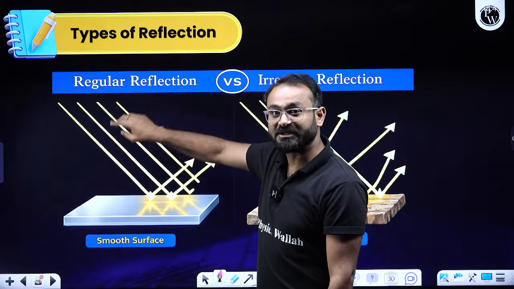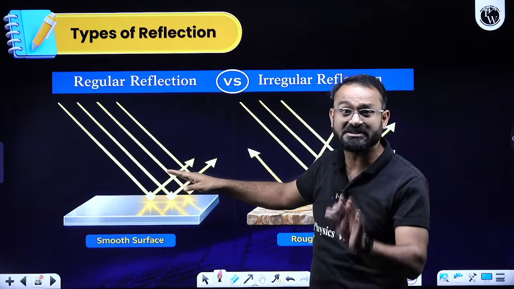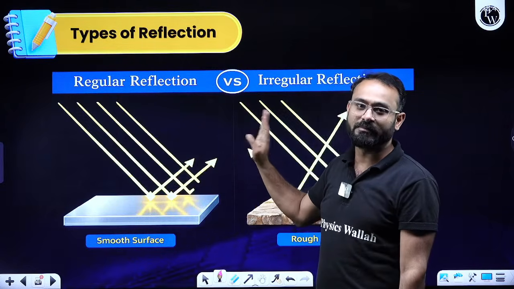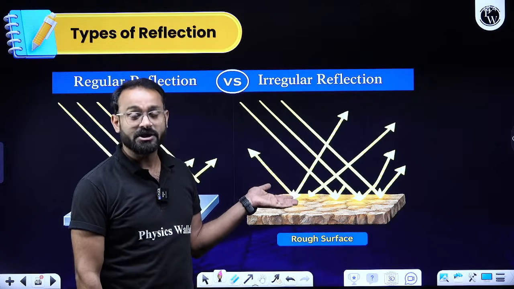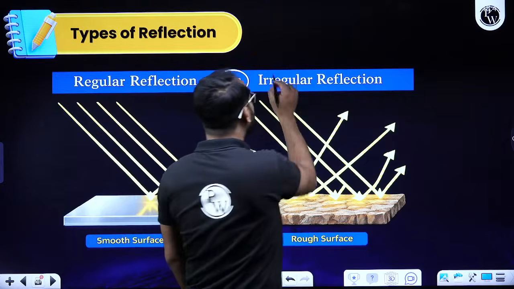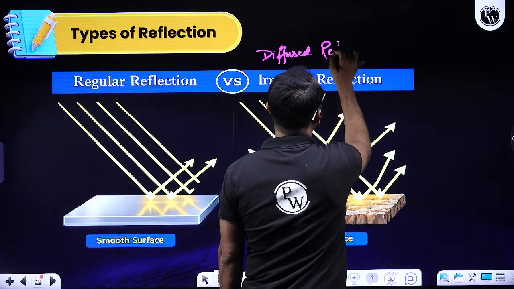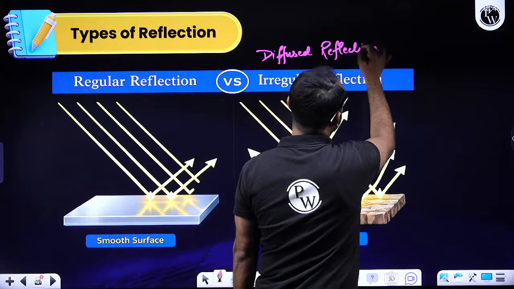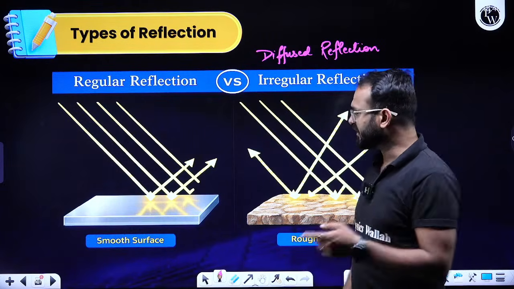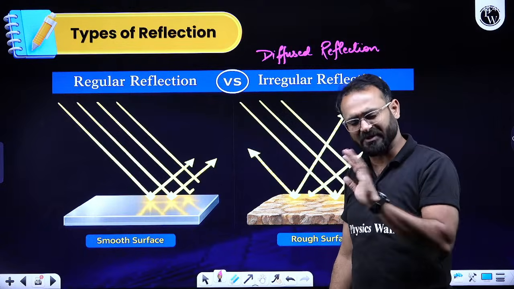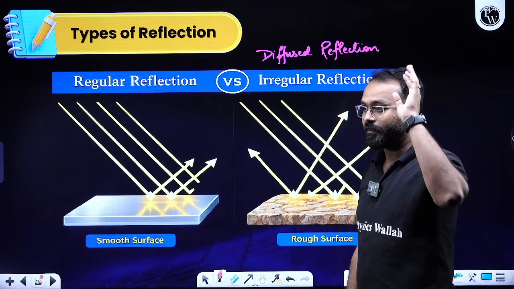For the regular reflection, if the parallel rays of light are incident on the plane mirror or the reflecting surface which is smooth, and if the light rays are going back parallelly, then it will be a regular reflection. Whereas in this case, you would be able to see irregular reflection, or you can even call it diffused reflection. That is the only difference between regular reflection and diffused reflection. In this, you would be able to see your image perfectly all right. In this case, you won't be able to see your image perfectly.